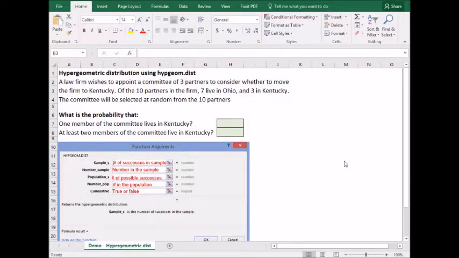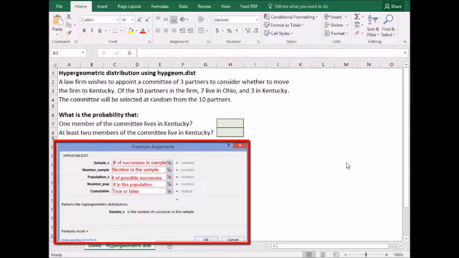In Excel, we can use the HYPGEOM.DIST formula instead. It requires 5 components. Let's walk through the first question about having exactly one member of the committee living in Kentucky, and we'll see how to apply the dialog box to solve this problem.